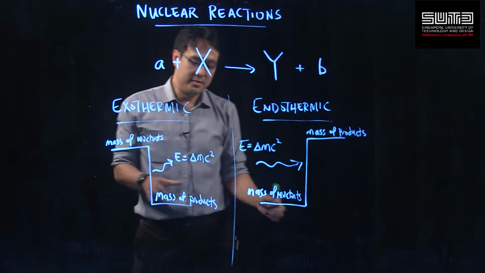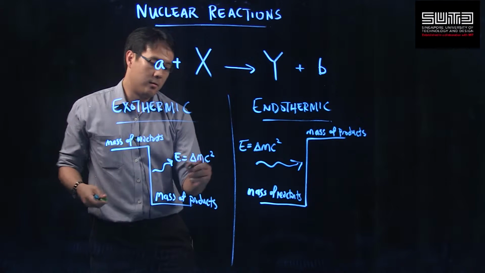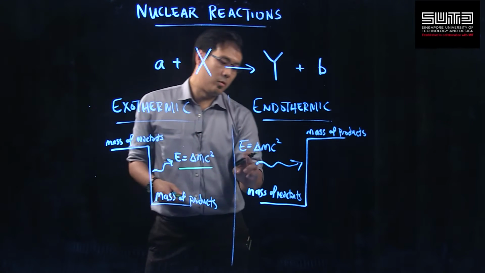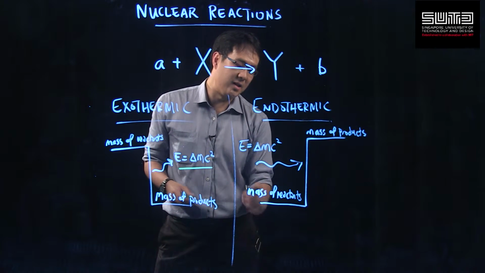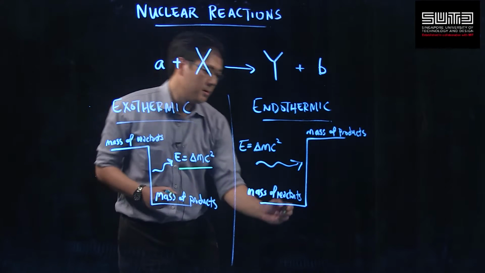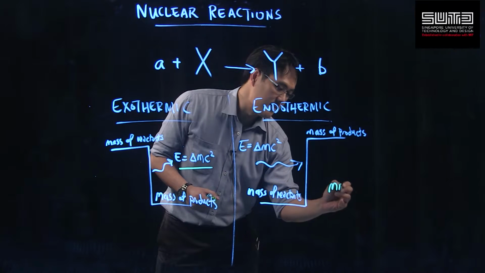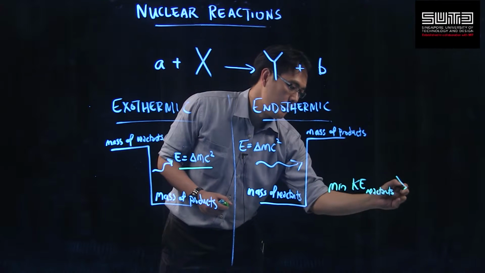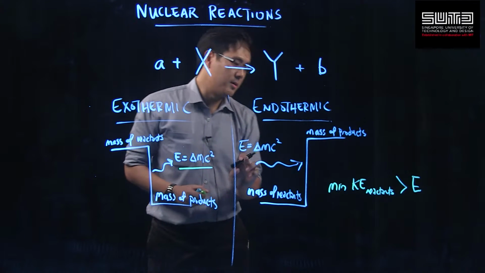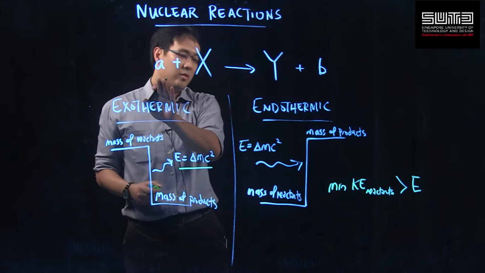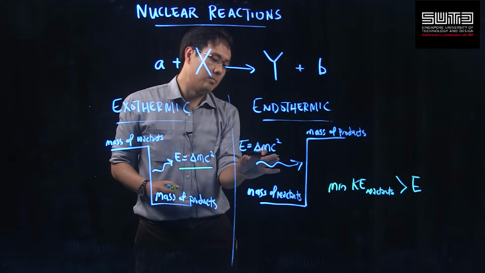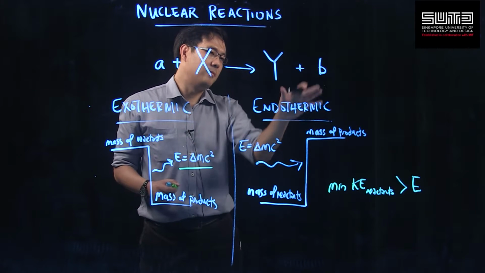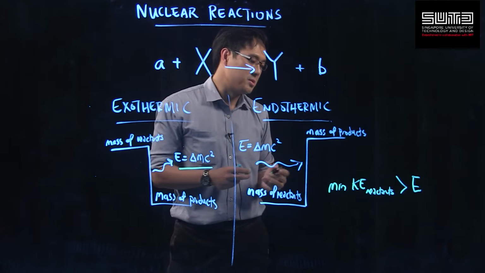Looking at these two reactions, this energy was given off often in the form of kinetic energy of the products. This energy that's required is usually in the form of the kinetic energy of the reactants. It's important to note that the minimum kinetic energy of the reactants for this reaction to take place has to be greater than E, which is this energy here. The reason is this: if you have an incoming particle with a certain amount of kinetic energy, in order for momentum to be conserved, it cannot be that your products are at rest after this reaction.